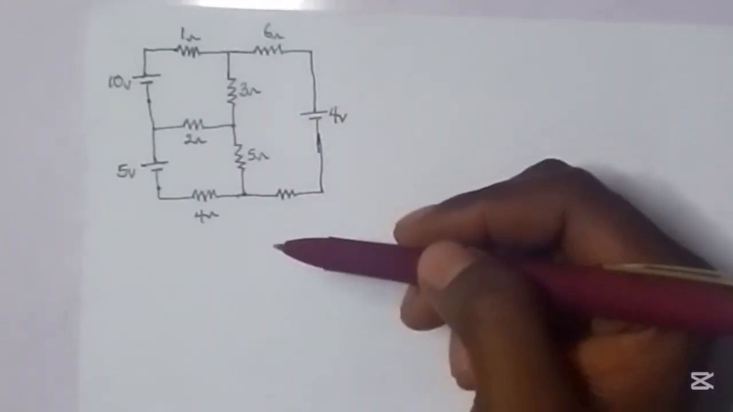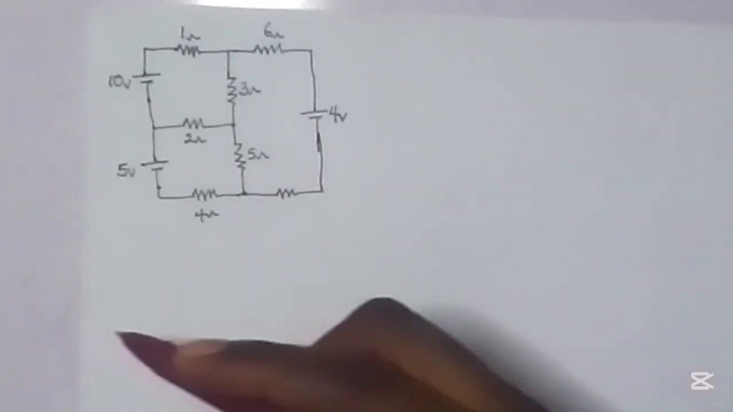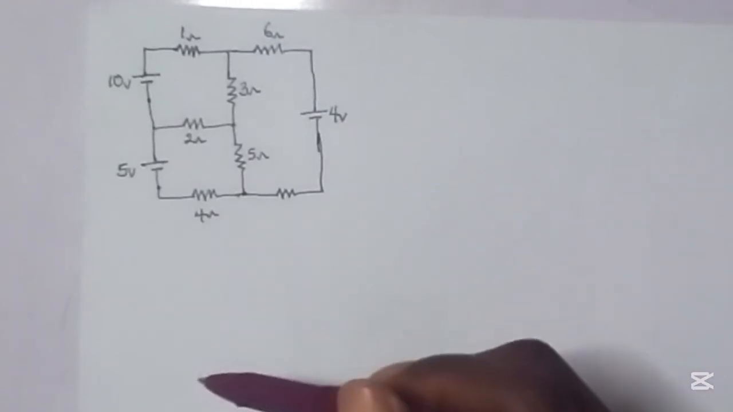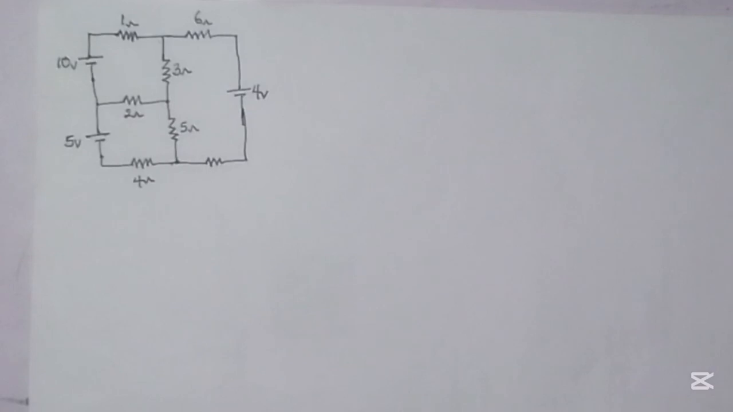We also have to take into consideration when assigning the mesh currents that we take either a clockwise direction or counterclockwise direction. So you have to use one and be consistent with it. If you're using counterclockwise, you maintain it. If you're using clockwise, you maintain that direction. So for this circuit, let's just maintain the clockwise direction.